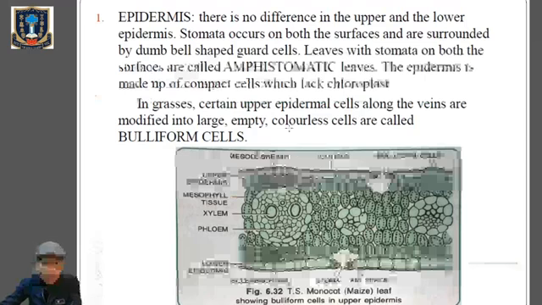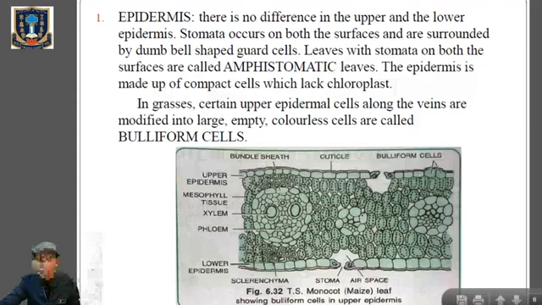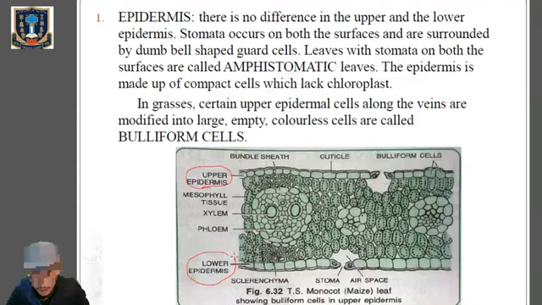So, epidermis. When we look into the structure of the monocot leaf, there is no such difference in the upper epidermis and the lower epidermis. We don't find any differences between the structure of the upper and the lower epidermis in the case of the monocot leaf, or the isobilateral leaf, because stomata occur on both the surfaces. So here you can see the presence of stomata.